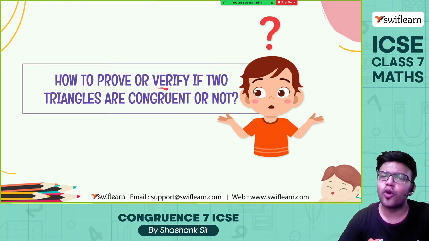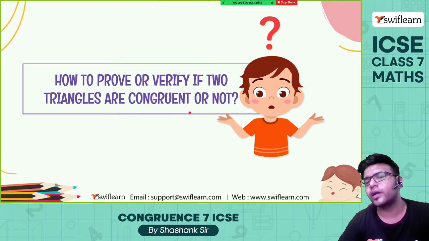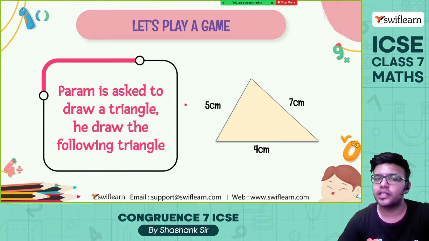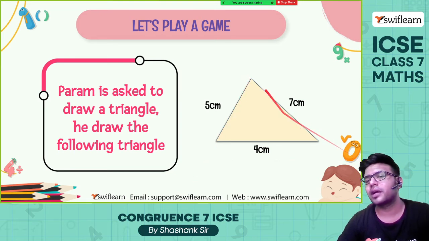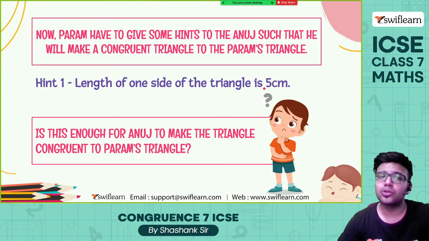How to prove or verify if two triangles are congruent or not? Okay, so let's play a game. Param is asked to draw a triangle. He draws the following triangle. So 5 centimeter, 4 centimeter, and 7 centimeter का एक triangle draw करता है. Now Param has to give some hints to Anju such that he will make a congruent triangle to Param's triangle.